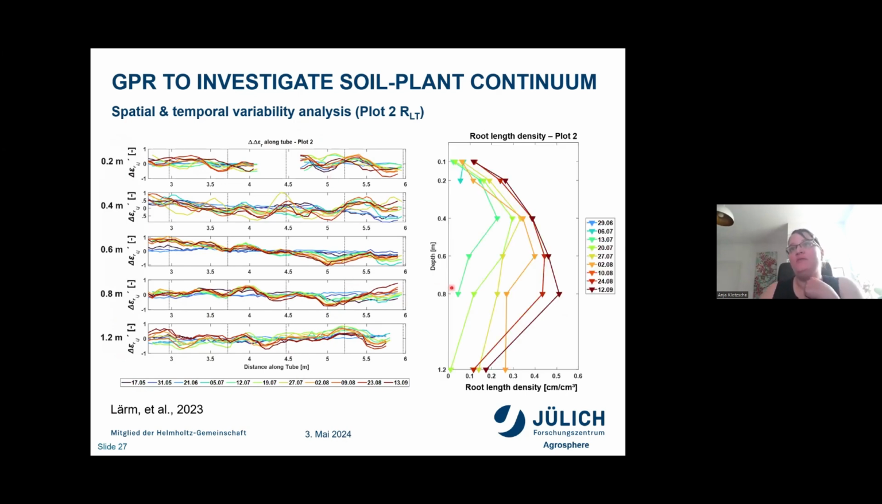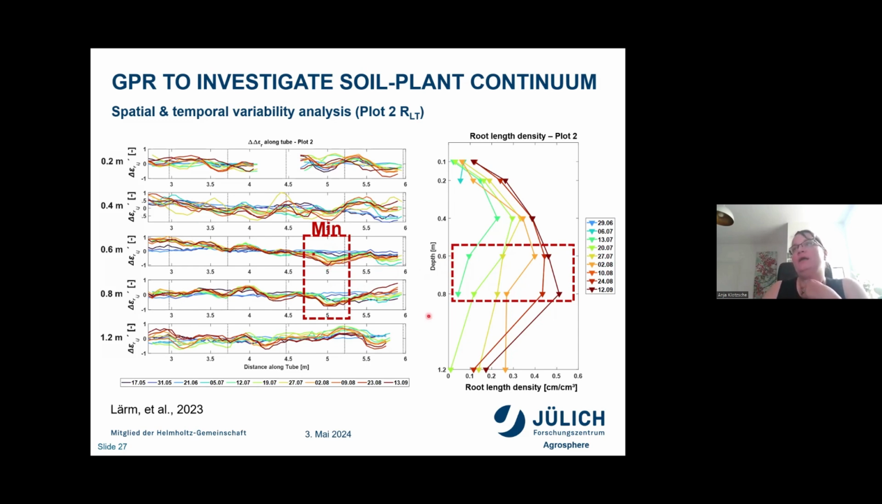And when we now have a look here in contrast and compare it to the root length densities in the same tube, but keep in mind that's a mean averaged value for the entire tube. And here we have information spatially along the tube, but we still also see a similar effect. So we see over the season, we have an increase in root length density that is nicely linked here with our changes in variability in the permittivity.